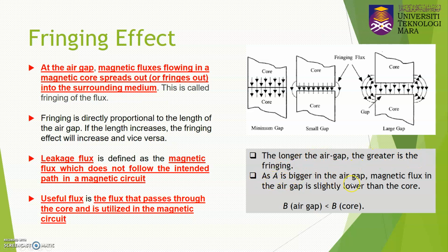As A is bigger in the air gap, the magnetic flux in the air gap is slightly lower than the core. Here you see when the air gap is bigger, it will cause the cross-sectional area for the air gap to become higher. So it will cause the magnetic flux at the air gap to be slightly lower than the core. So the B of the air gap is lower than the B at the core. Alright, so this is what we call the fringing effect.